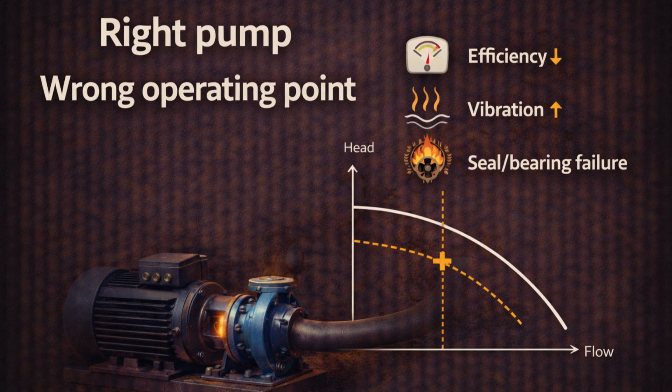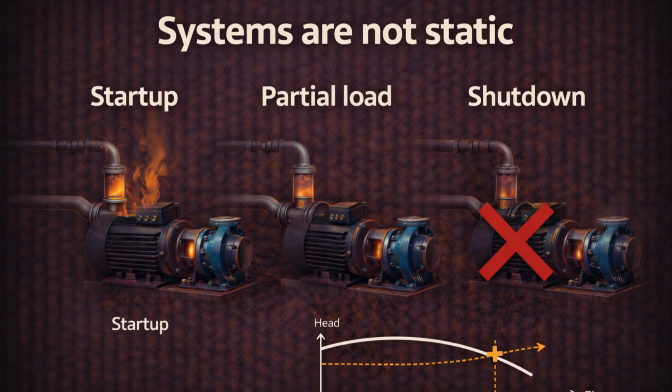Efficiency drops. Vibration increases. Seal and bearing life reduces. Nothing in the datasheet warned you about that. Because pump curves are steady state. Real systems are not. Startups, shutdowns, partial load operation, transient conditions. All of these push the pump into regions where it was never meant to operate continuously.